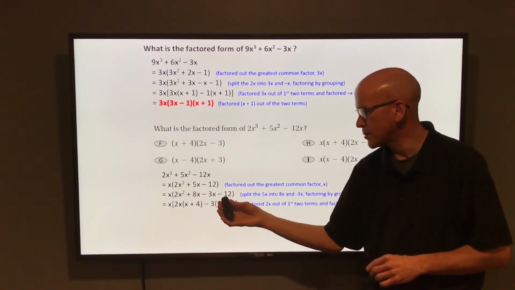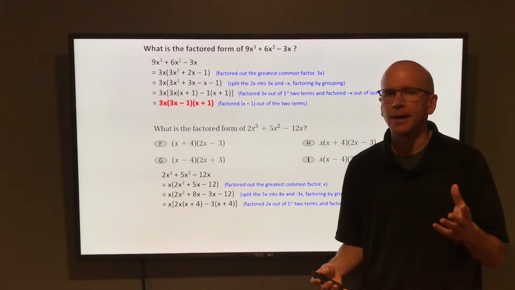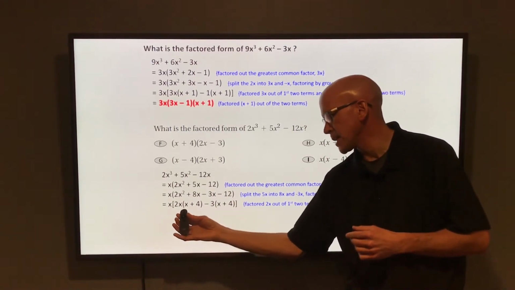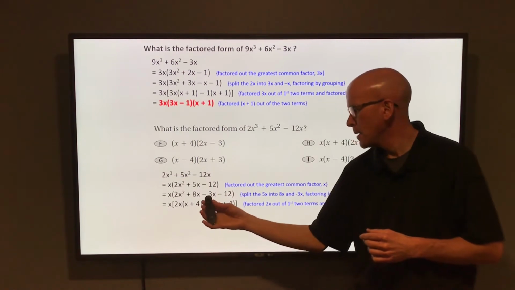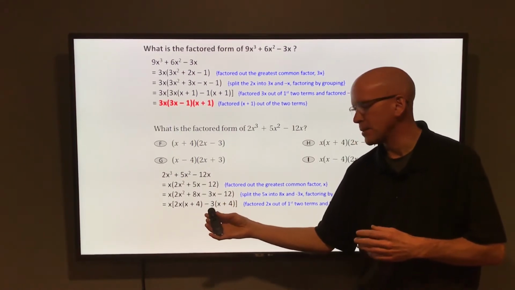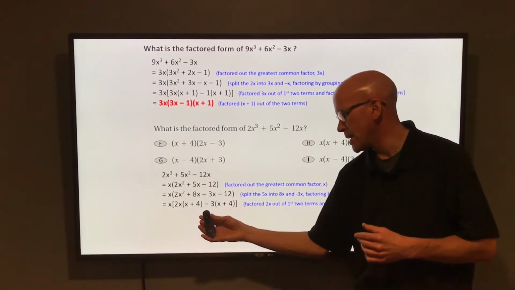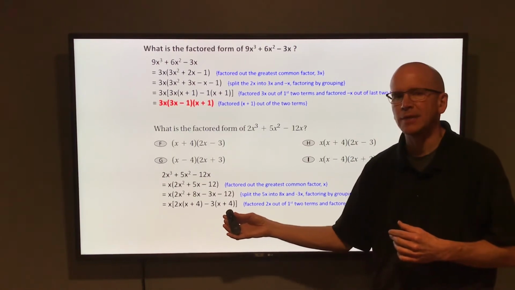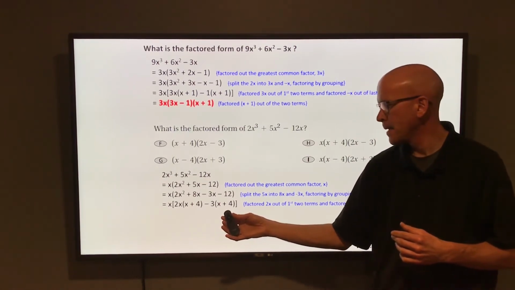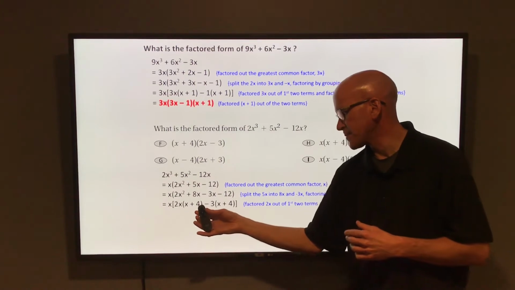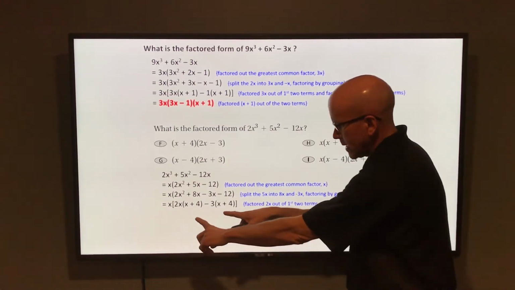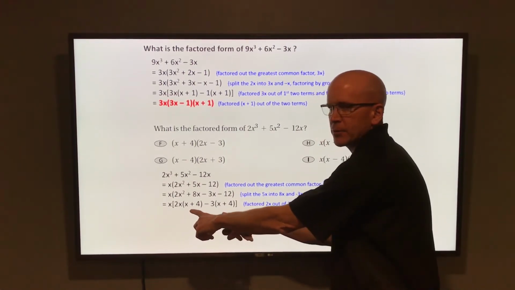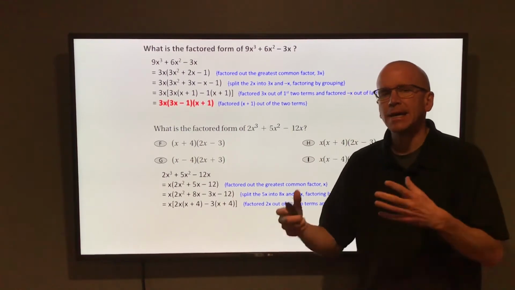And then the last two terms, we're going to factor out a common factor, but we have to get the same thing in the parentheses for this to work. So we're going to factor a negative 3 out. Instead of factoring a 3 out, you're going to factor a negative 3 out so that, again, you get x plus 4 in parentheses. So now we have 2x times x plus 4 minus 3 times x plus 4. X plus 4 is a common factor to those two terms. So take that x plus 4 out.